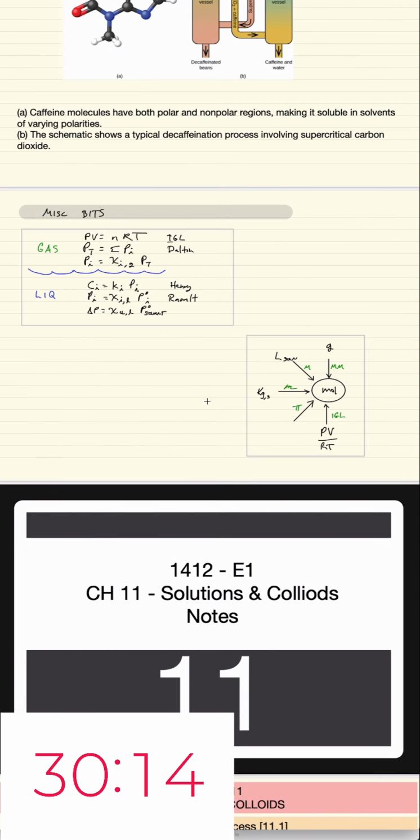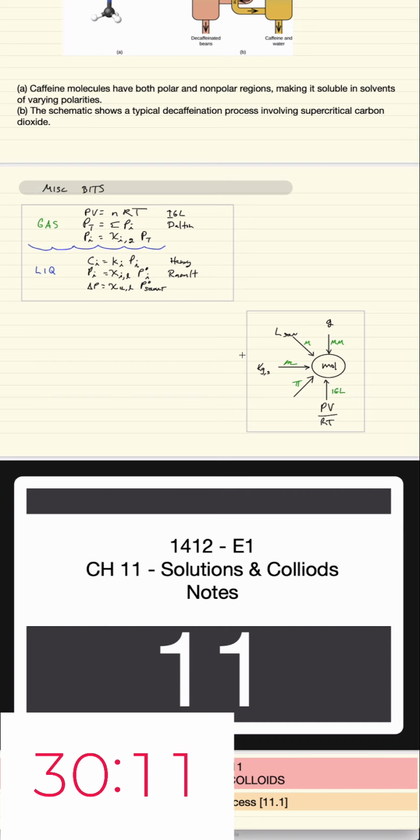Let's see. Couple things I wanted to note. Molar mass converts grams to moles. You can convert liters of solution to moles by molarity.